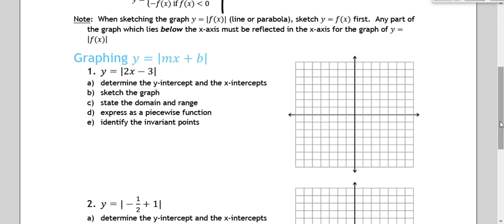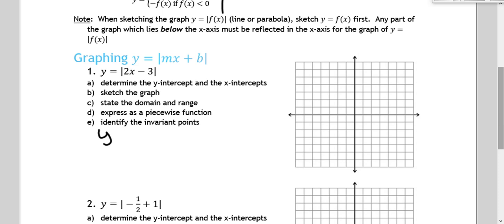We will always sketch the original first, and then we will reflect whatever is left. So if we are graphing this one first, we need to look at how we graph a linear, right? We should know how to do that, but it's always good to have a refresher. I like the x-intercept, y-intercept method, or y-intercept and then using your slope. But in this case, we want an x-intercept so we know at what point we're reflecting. So let's look at this.